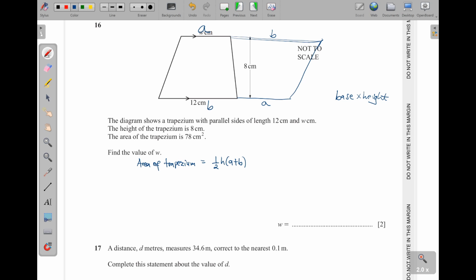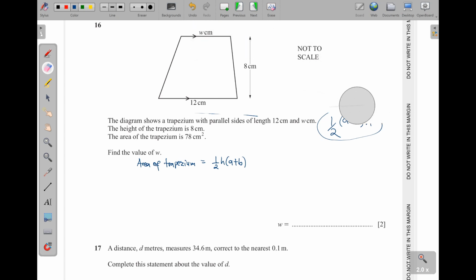Now, since we have two trapezia, the base for this one is now going to be A plus B. You see that? Then times the height. Since we are having two trapezia in one parallelogram, I will say a half of that for me to get the area of the trapezium. That's why we say a half into A plus B.